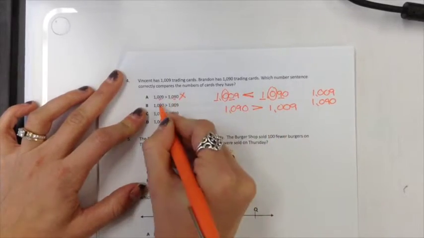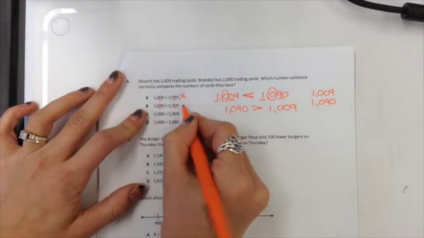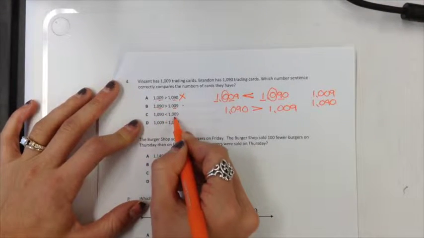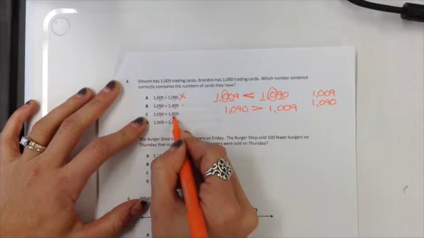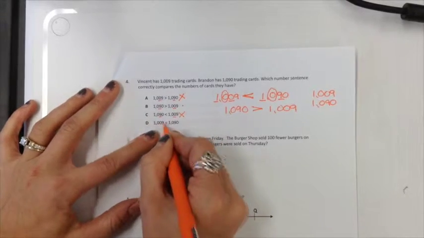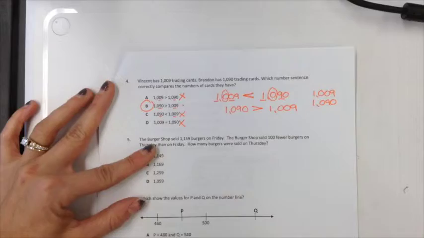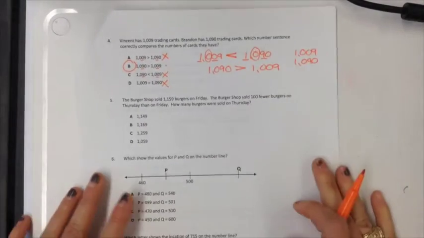9 tens is greater than 0 tens, so that's a maybe. 1,090 is less than 1,009? That doesn't make sense. 1,009 equals 1,090? Definitely not. B is your answer.